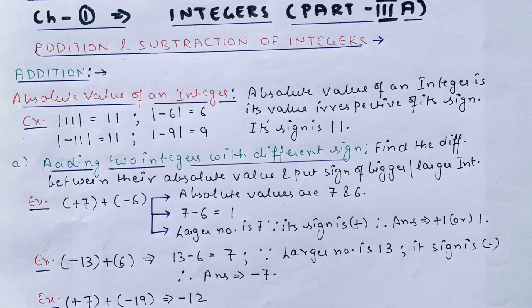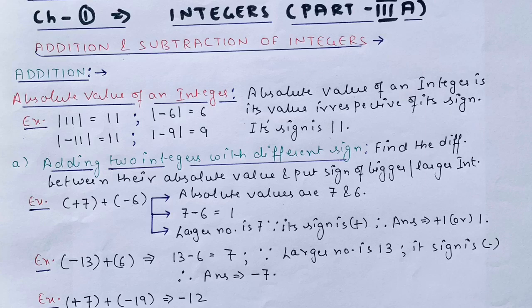Plus 7 plus minus 6. Both the absolute values of the integers are 7 and 6. Second step, you just subtract, 7 minus 6. The answer is coming 1. Third step, you have to see which one was the bigger integer. Here, the bigger integer was plus 7, so you put a plus sign in front. So the answer will be plus 1.